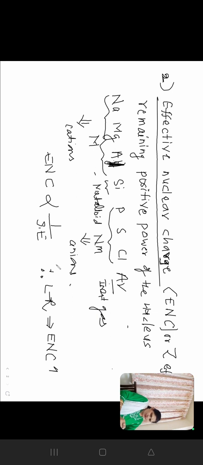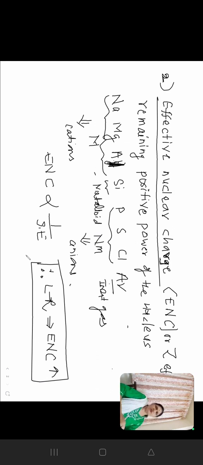This is more important. Put this in a rectangle. From left to right, ENC increases. This is the trend in this property. We are studying trends in periodic properties. What happens from left to right? What happens down the group?